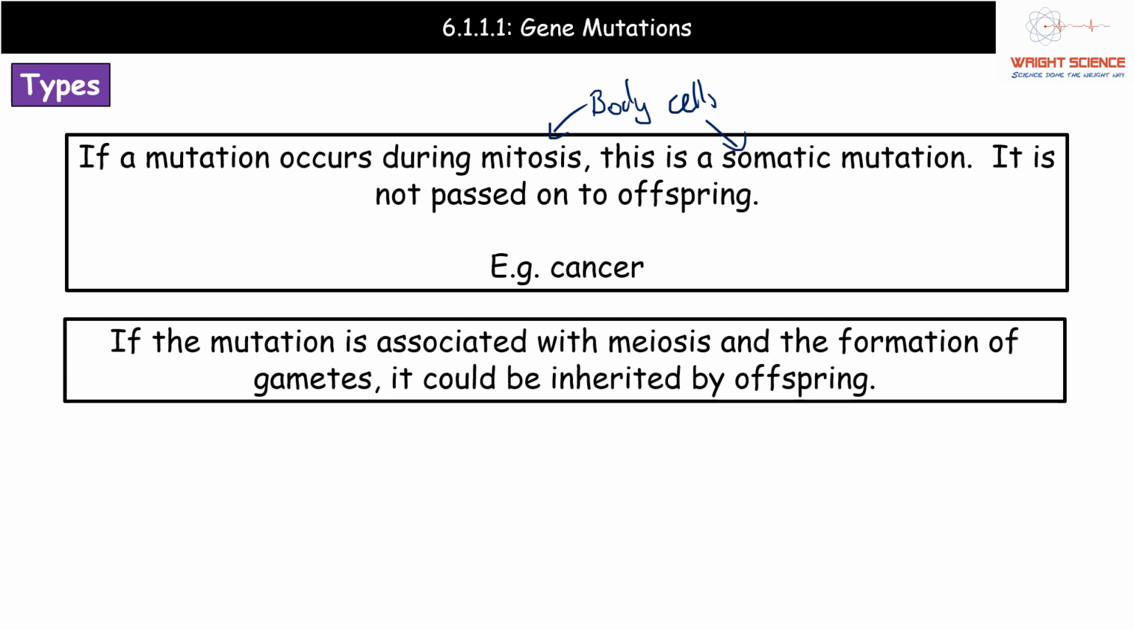If, however, the mutation is associated with meiosis, and obviously that's the process that's going to be producing gametes within the organisms, then that will potentially be inherited by the offspring. Because if in that gamete that's been created we've got a mutation, that then goes on to create some form of offspring, that offspring will then have the mutation present. So, mutation of the gametes will be inherited by offspring. Mutation of our normal body cells will not be inherited by our offspring.